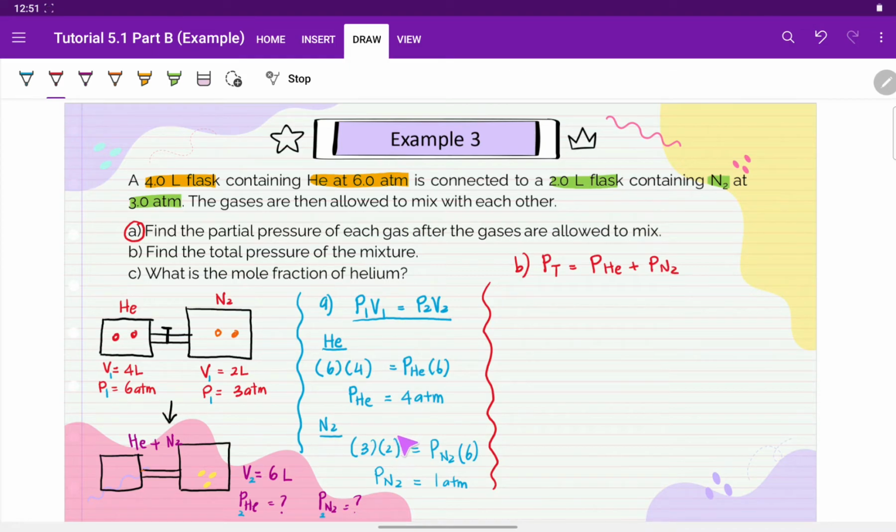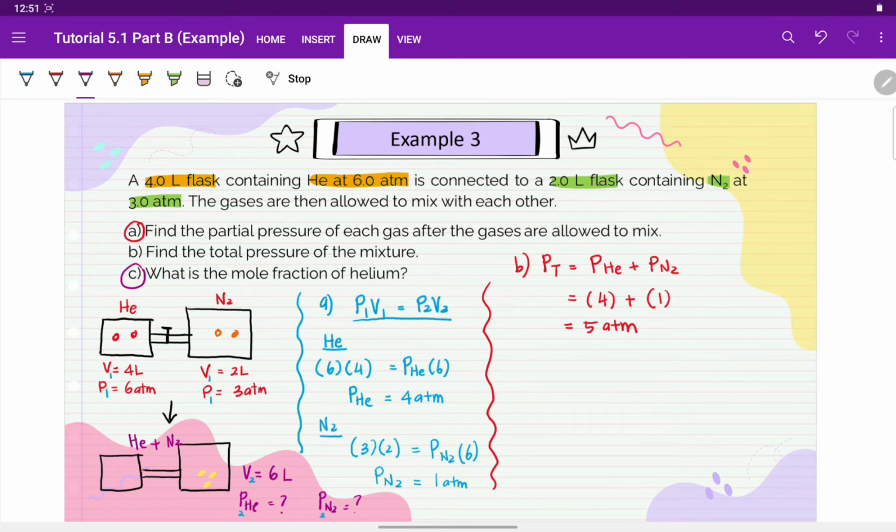Maksudnya dekat sini kan awak ada pilihan. Bukanlah ada pilihan, awak ada information selepas dan sebelum. Nak guna yang mana? Guna yang selepas, warna biru dekat sini. Okay, so substitute partial pressure of helium 4 tambah partial pressure of nitrogen 1. So the total pressure will be 5 atm. Okay, settle soalan B. Now, proceed to question C.